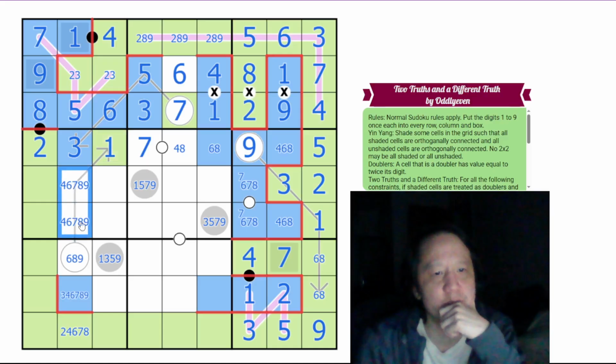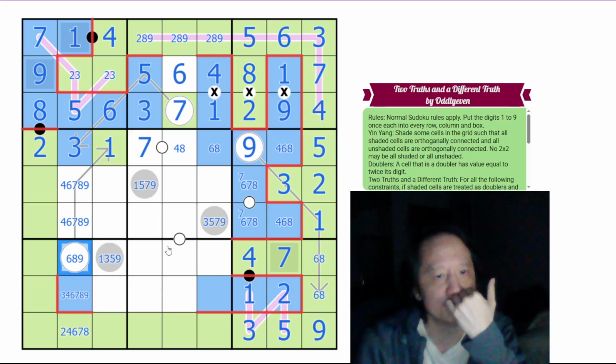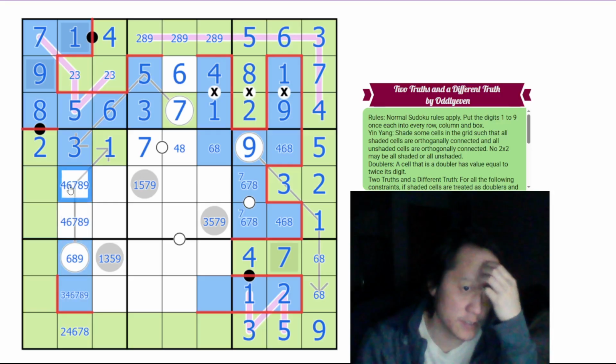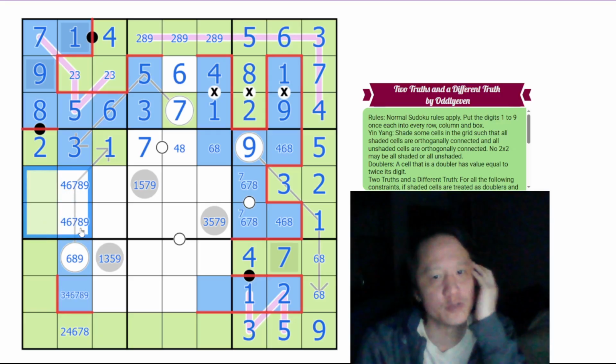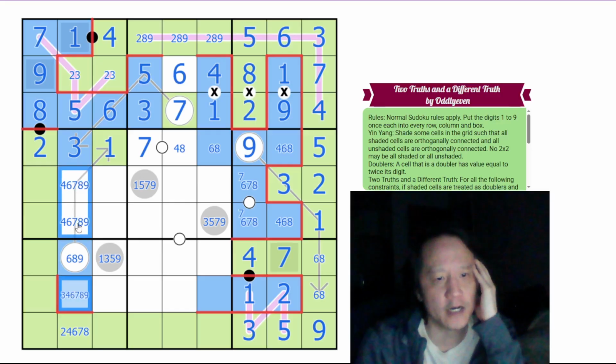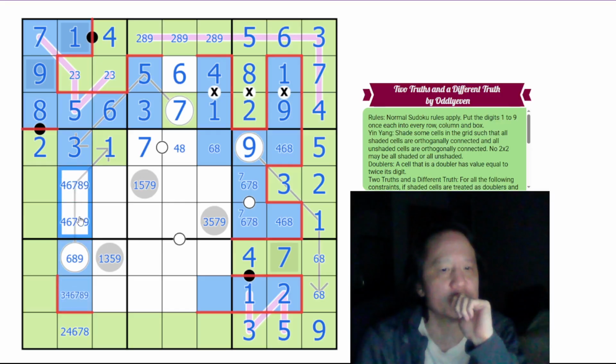This is at minimum 4 and 6, so this must be doubled. So that's blue. One of these must be doubled. Because otherwise, if they're both green, that would be a 2x2 area, which is all green. So one of them is doubled. Which means we need an odd digit here. So it's either 7 or 9 as the non-doubled.